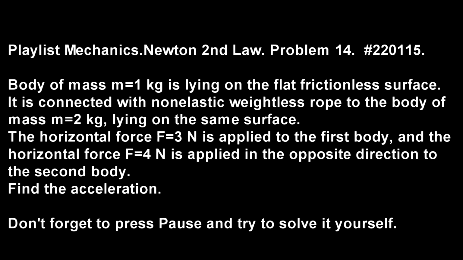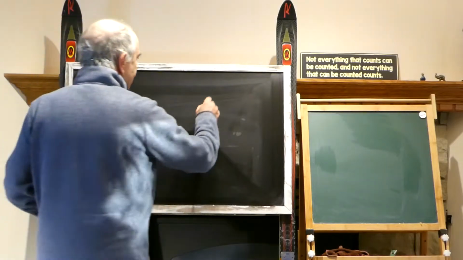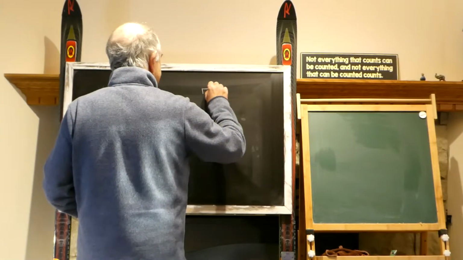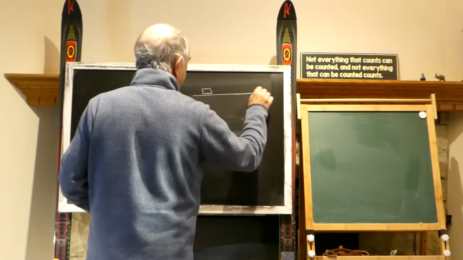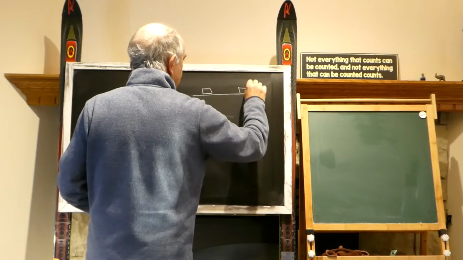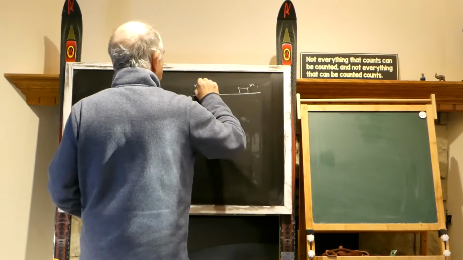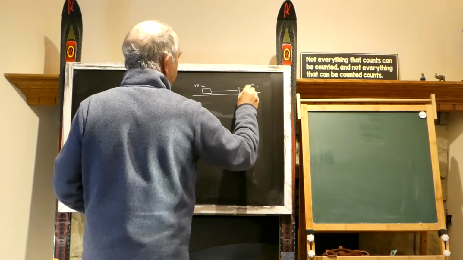So here is a problem. As always, read it, maybe once, maybe twice, and then pause the video and try to solve it yourself. Today's problem is a little bit the same as the previous one, when we have two bodies, M1 here, M2 here, connected with a rope.